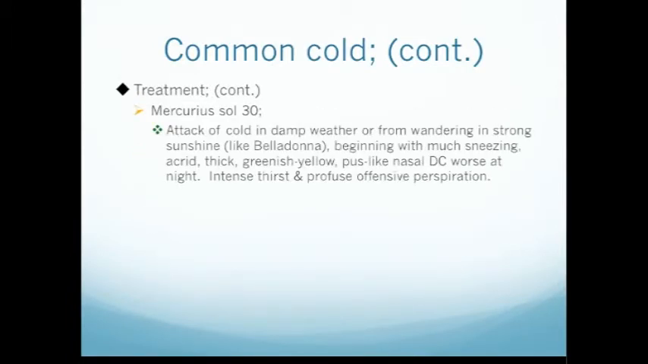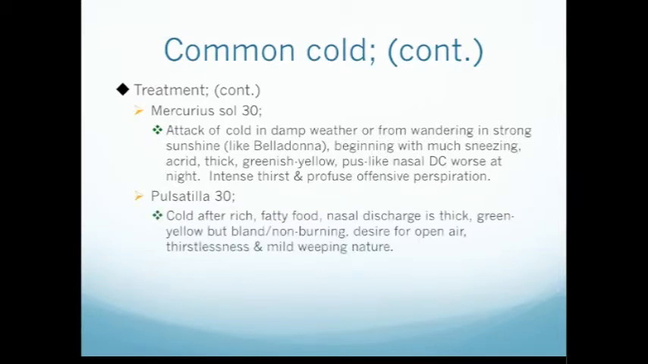Mercurius sol 30 is good for attacks of cold and damp weather or from wandering in strong sunshine like Belladonna. It begins with a lot of sneezing and an acrid, thick yet greenish-yellow pus-like nasal discharge, worse at night. There is usually intense thirst and a profuse, offensive perspiration.